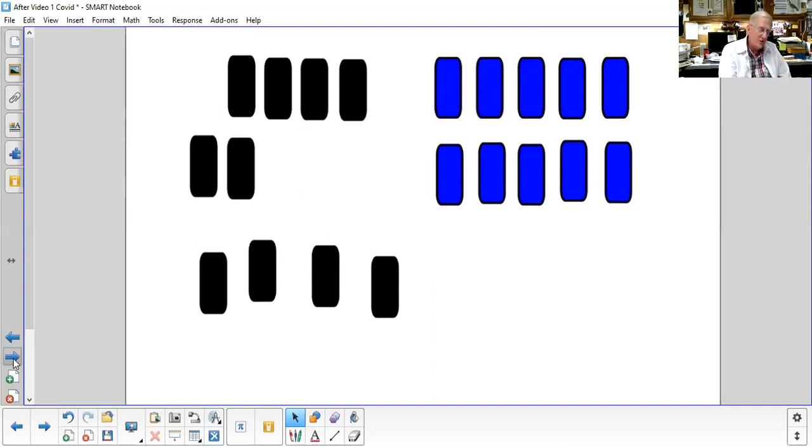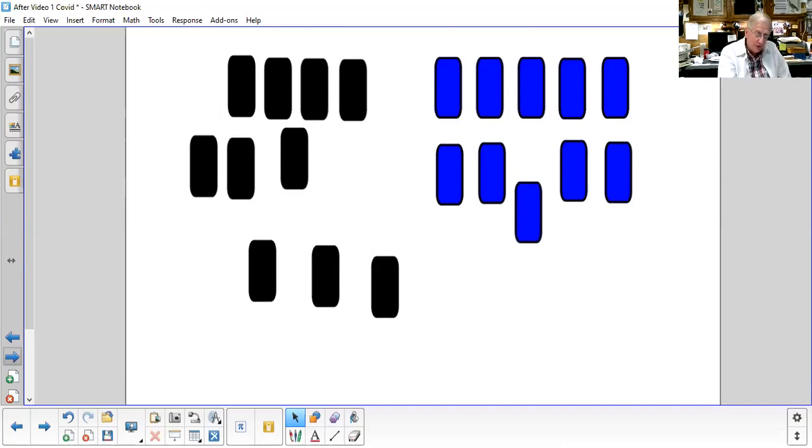For example, let's go back. What if instead I drew 3 black ones in a row like I have here, and then I drew a blue one? I still don't have 2 pair of socks the same color, right?